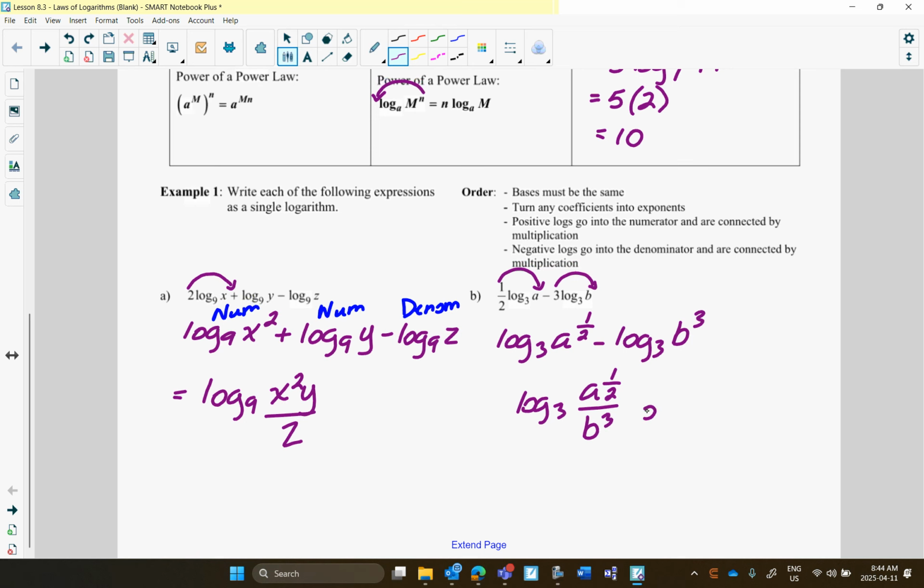Or sometimes what you may see, what's another way to say a to the 1/2? Square root. So you may see it like this: square root of a over b to the 3rd. I would accept this.